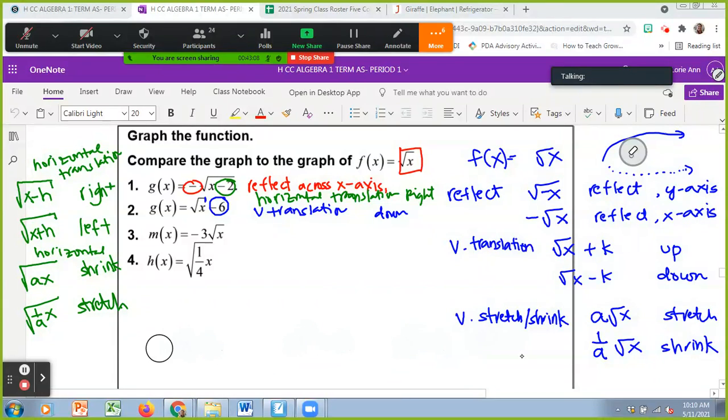Okay, next. Look at this. You treat this as two separate things. The first one is the negative, and the second one is the number. So if it's outside, is it H or V? If it's outside, H or V?